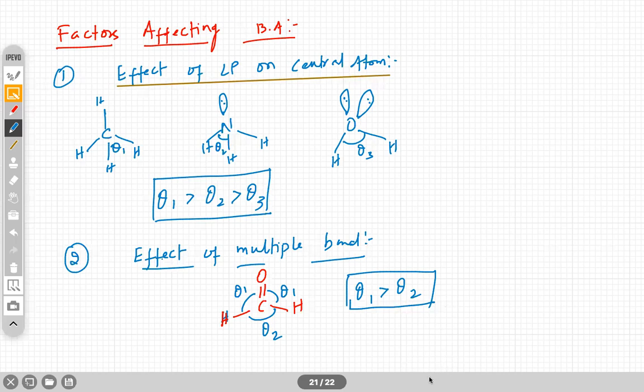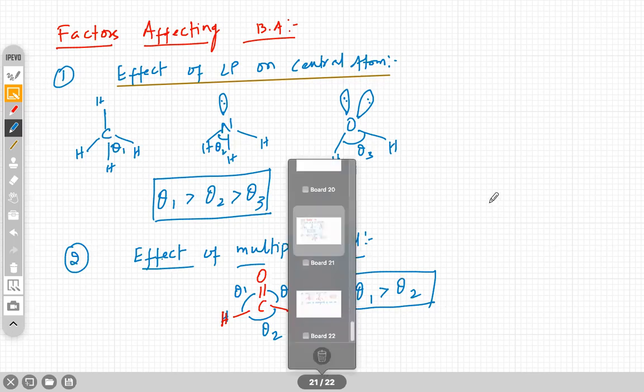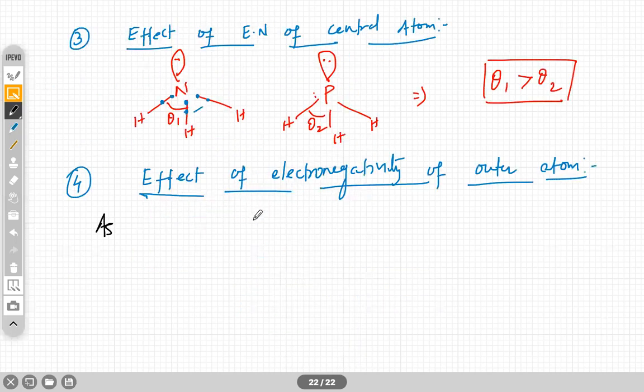Okay. Of electronegativity of outer atom. Write down, as the electronegativity of outer atom increases, bond angle decreases. Electronegativity of outer atom increases, bond angle decreases. Just reverse of the previous one.